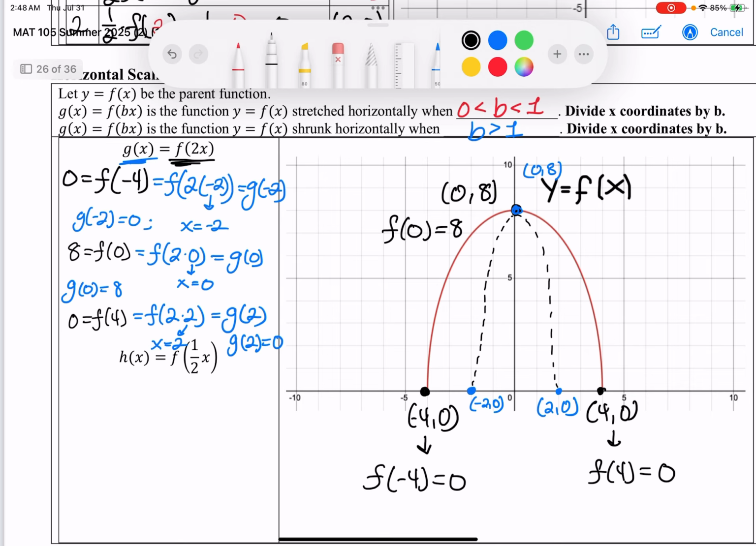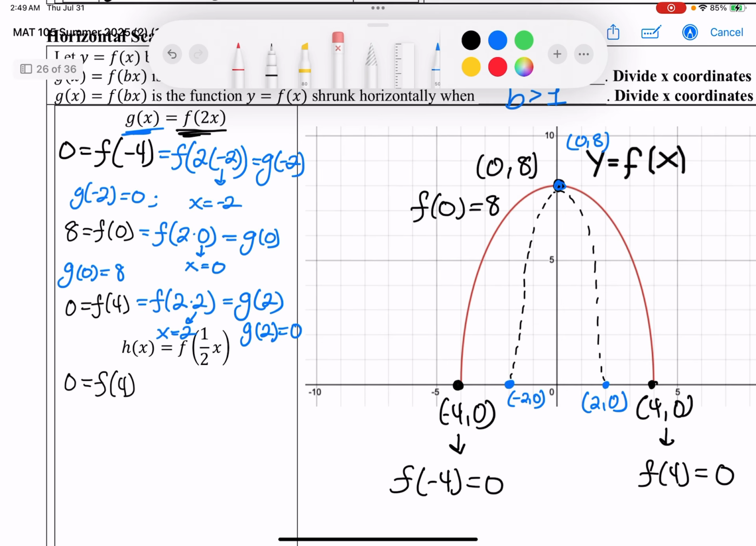Okay. So remember, we have the original coordinates -4, 0, 0, 8, and 4, 0. Let's start off with the 4, 0 this time. We know f of 4 equals 0. So I'm going to write that as 0 equals f of 4. That's the same thing.